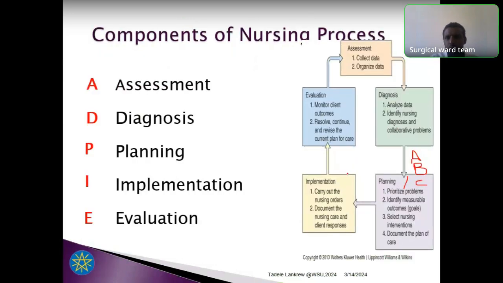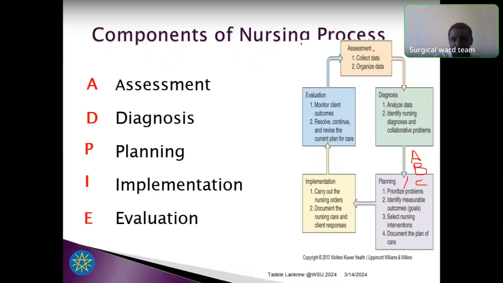Here are the components of the nursing process. The first component, as we know, is assessment. Assessment means collecting the pertinent information and organizing that pertinent information. The second step is diagnosis. Diagnosis means identifying the patient's problem, analyzing data, identifying nursing diagnosis and collaborative problems.